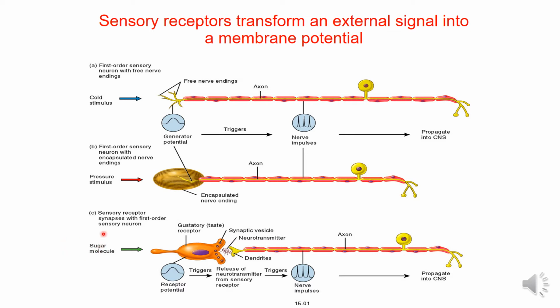On the other hand, we have the gustatory, or taste, receptors. When they perceive the sugar molecule, they modify the rate of release of the neurotransmitter, and this neurotransmitter affects the sensory neuron, or the afferent neuron, and they produce the action potential.